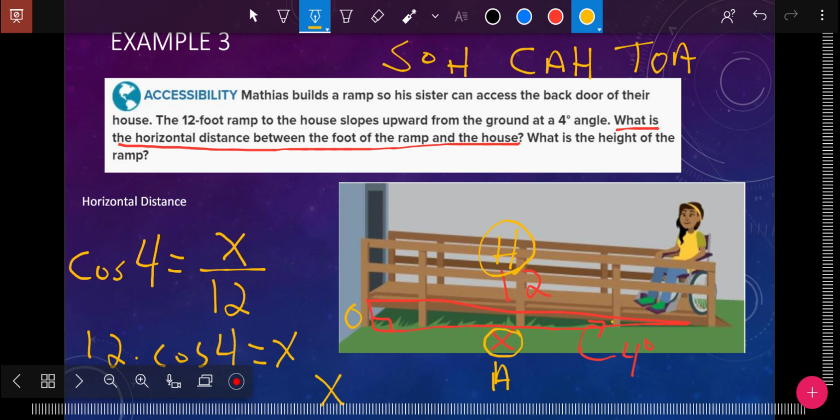Type in. Now, see, if I'm using my iPhone, I'm going to type in 4 first, and then I'm going to hit the cosine button, and then I want to hit times 12. If I'm using a nice graphing calculator, I want to type it in just like it looks. And you should get 11.97.